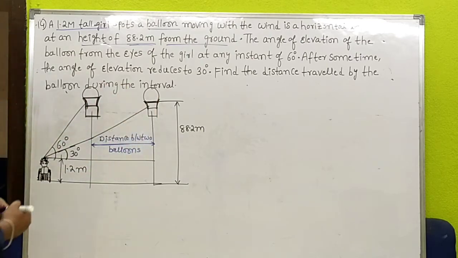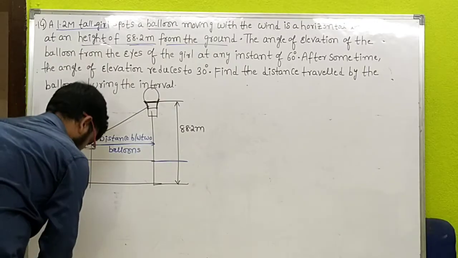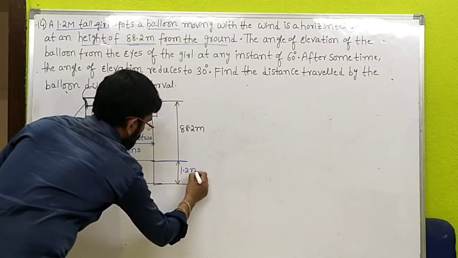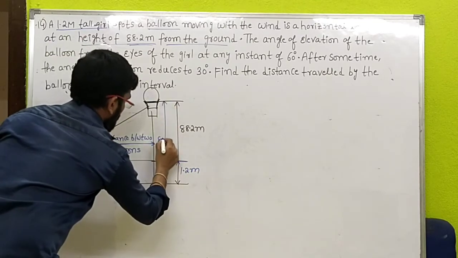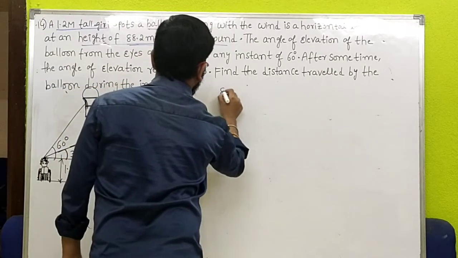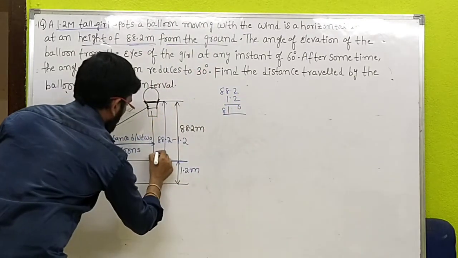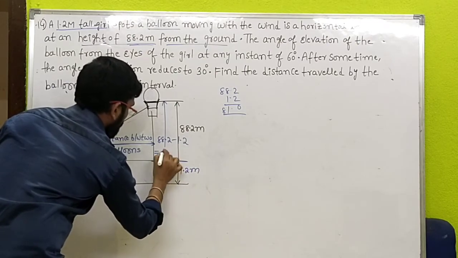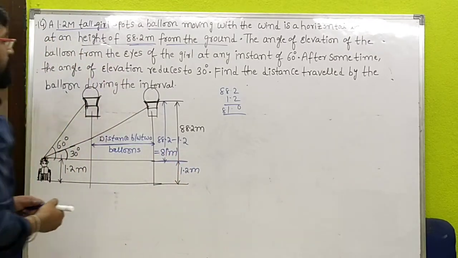And up to here, the total height is 88.2, and this will be 1.2, the girl's height. So the height of this is 88.2 minus 1.2, which will be 81 meters.